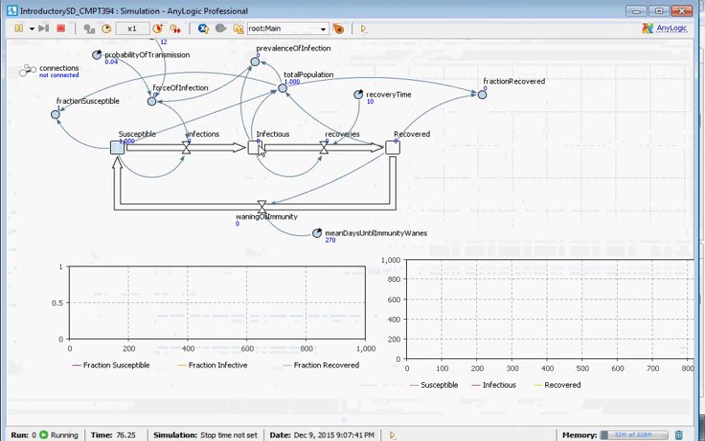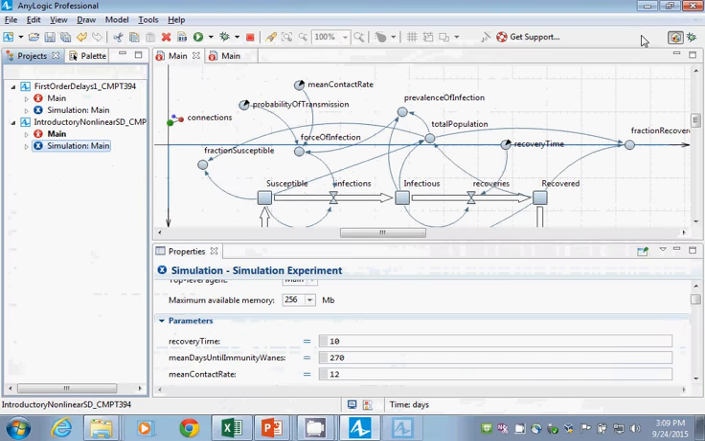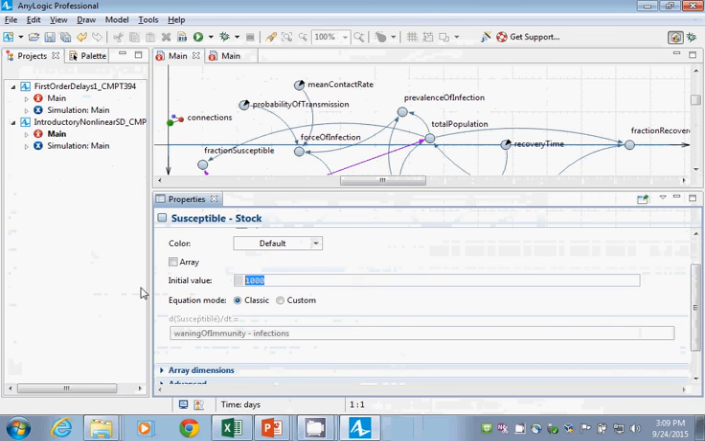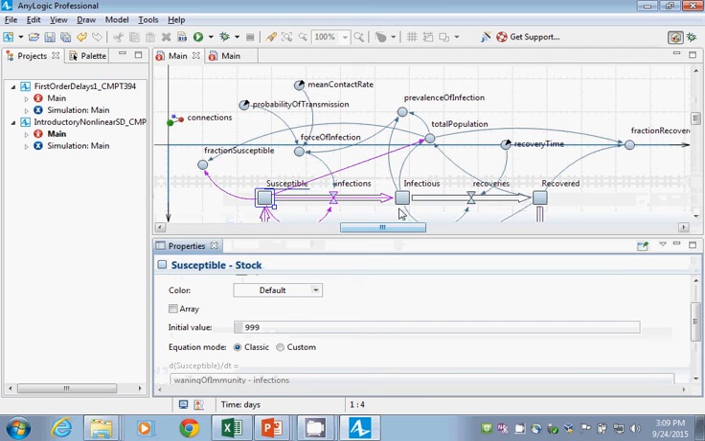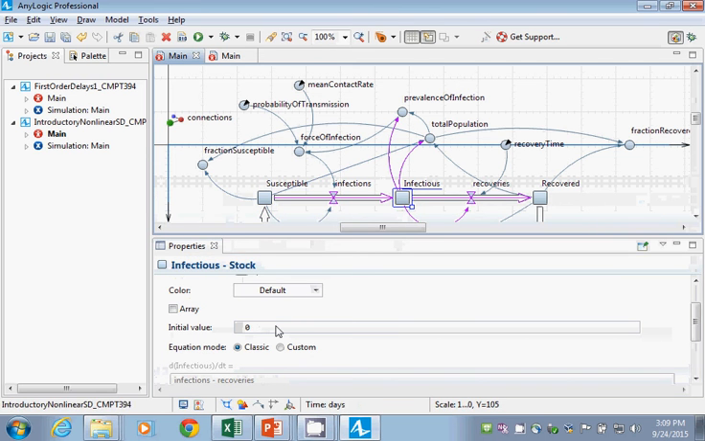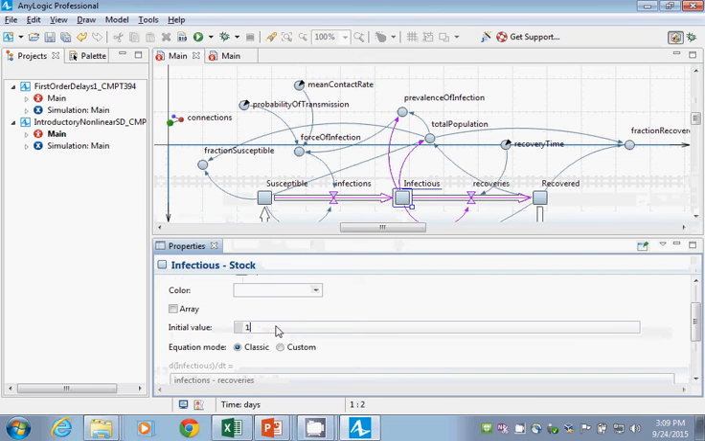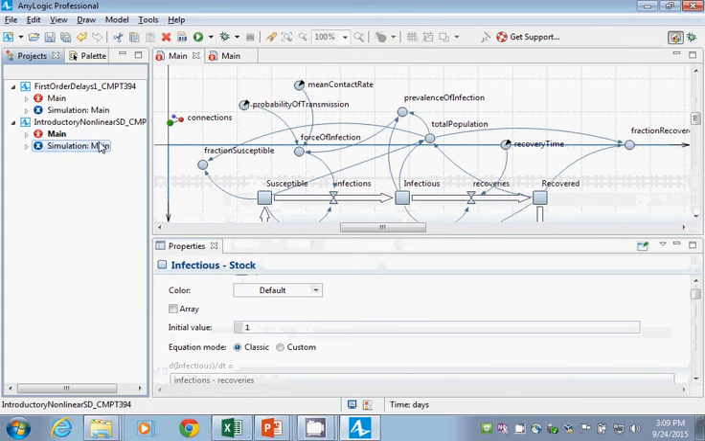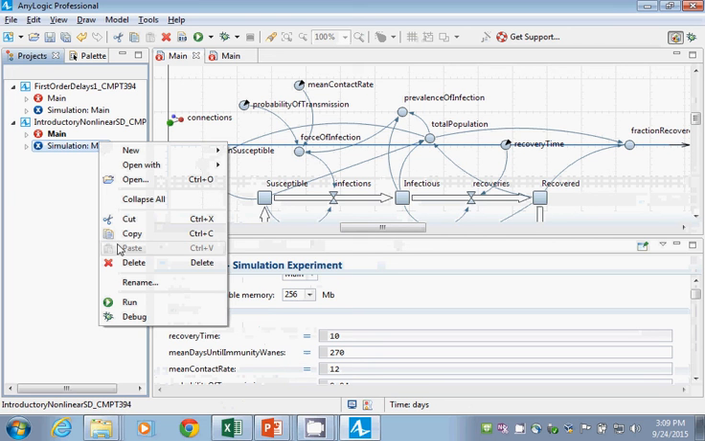So, ladies and gentlemen, let's go back and let's set susceptible to be 999. And we will start one person infectious. Just a single person. What do you think will happen? How did I do that? Susceptible starts at 999, infectious at 1. Alan stands ready to serve. Okay? What do you think will happen now?